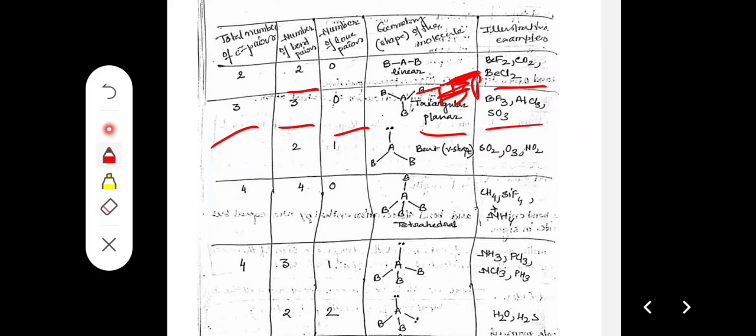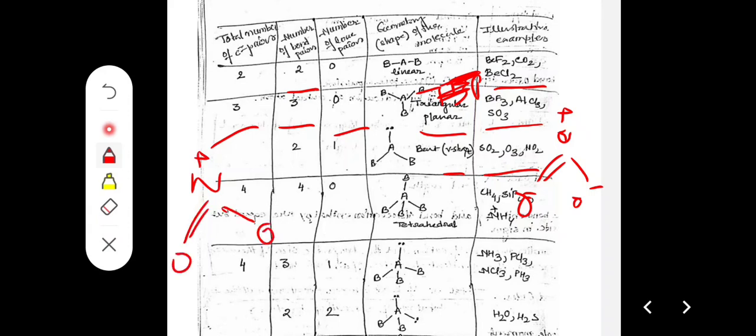If the number of bond pairs is 2 and the number of lone pairs is 1, the shape must be bent, or V shape. Examples are SO2, O3, that is ozone, and NO2. As we know, ozone is O double bond O, single bond O minus, and that should be plus. And NO2 is N positive, double bond O, and O negative. So they are bent shape, or V shape.